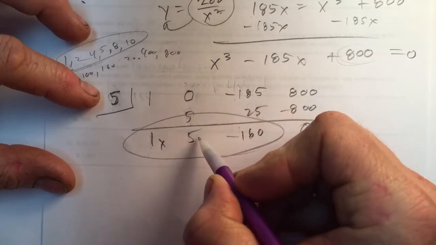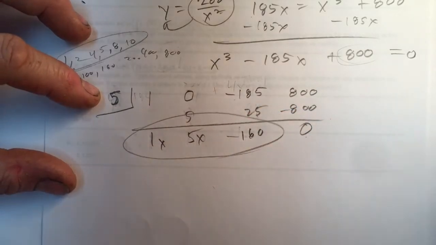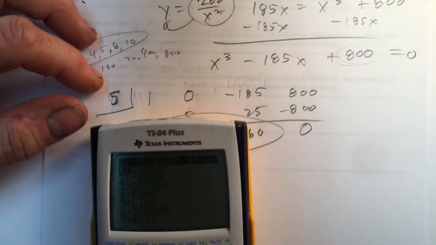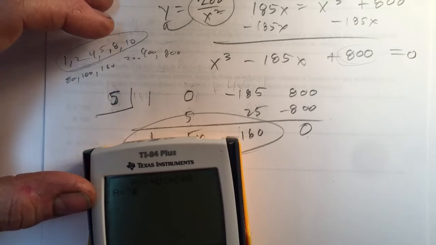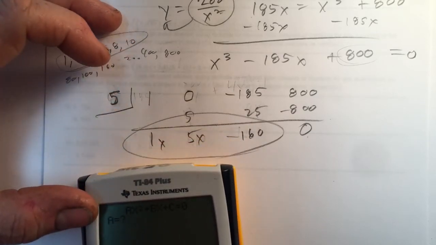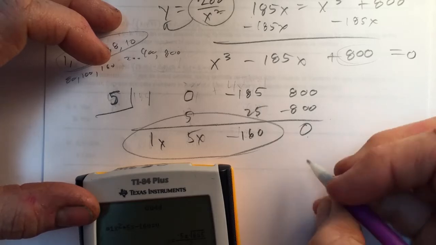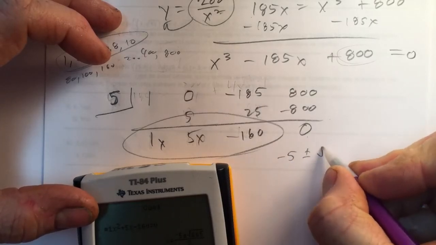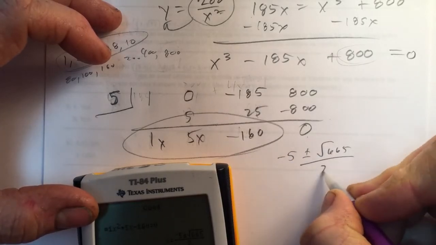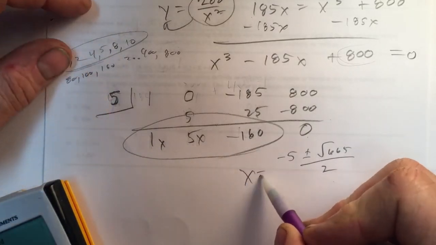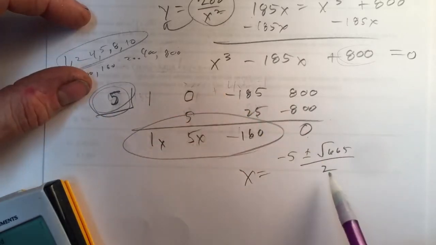So this is x squared plus 5x minus 160, and now I can use the quadratic formula on that. So let's see here. 1, 5, negative 160. Okay, looks like negative 5 plus or minus radical 665 over 2. All right, that's what x equals. So these are my 3 solutions.